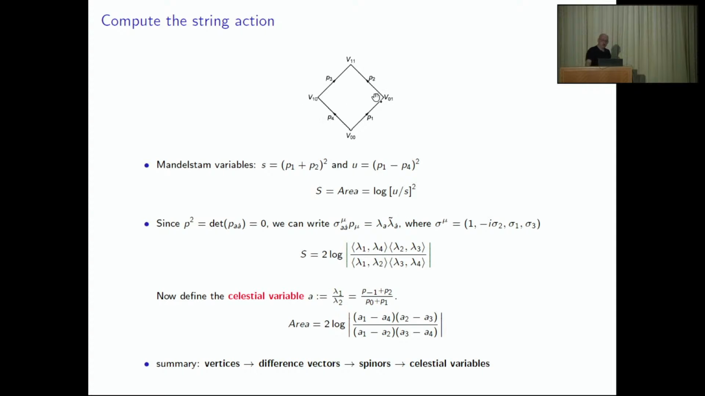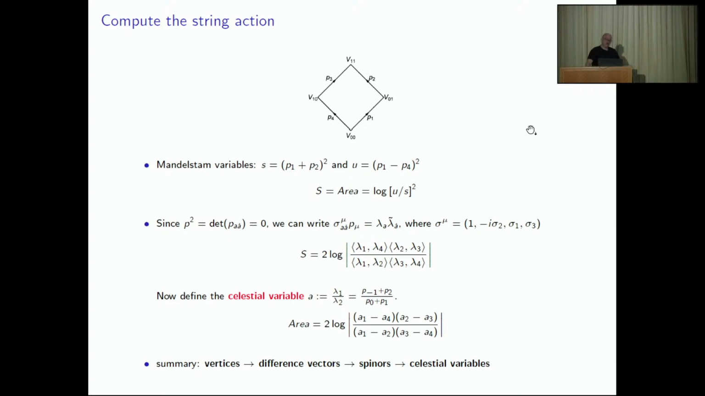So what is the action of the string? Well, the action is just the area of this diamond. For dimensional analysis, this area can only depend on the ratio of these two Mandelstam variables that you can build from these P difference vectors. And in some nice and symmetrical case, you can actually do the integration and figure out that the function is just log of U over S squared. Okay, so that's the area.